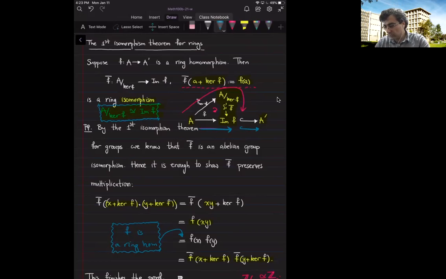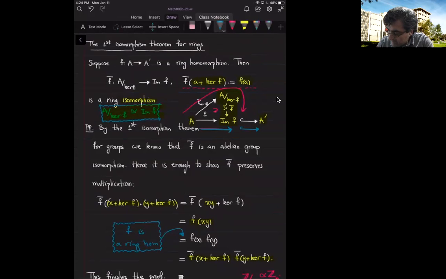That's an ideal. So we can talk about the factor, the natural quotient map going to A over the kernel of f. And what this statement says is that I have an isomorphism from this natural quotient map to the image, so that when I go up and come down, I end up getting the same result as going straight down. Okay, so that's the statement of the first isomorphism theorem. Let's prove it.